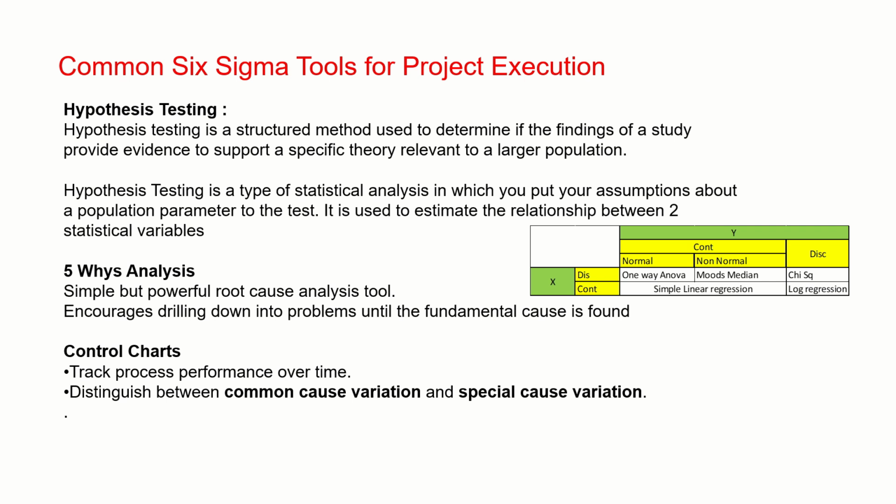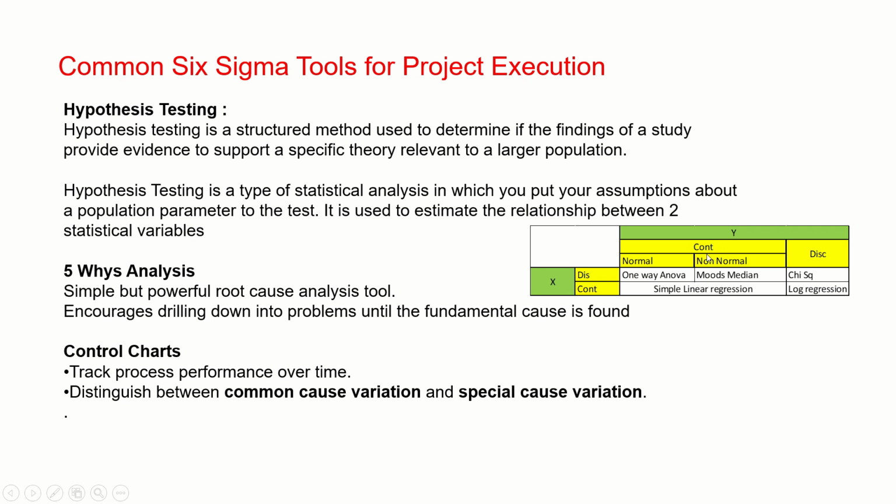Y could be continuous and discrete. So there are two types of Y which can happen. Continuous data can be normal and non-normal, and the X can also be discrete and continuous. So when your X is discrete and your Y is continuous and normal, we use one-way ANOVA hypothesis test. When your Y is continuous and non-normal and your X is discrete, we use Mood's median test.